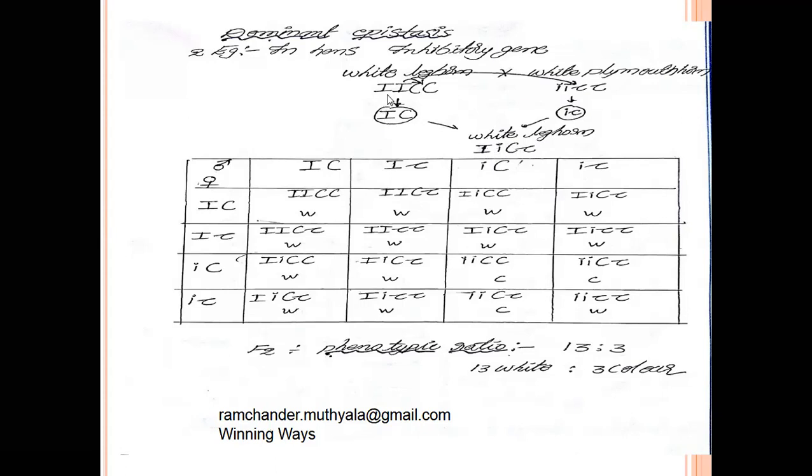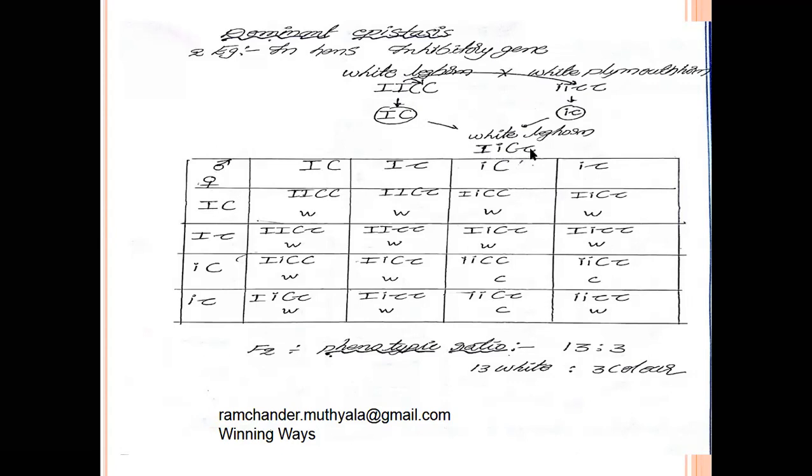If capital I is in homozygous or heterozygous condition, the dominant epistatic gene can dominate or mask all hypostatic genes. Here, what are the hypostatic genes? Capital C, small i, small c. These three genes act as hypostatic genes.